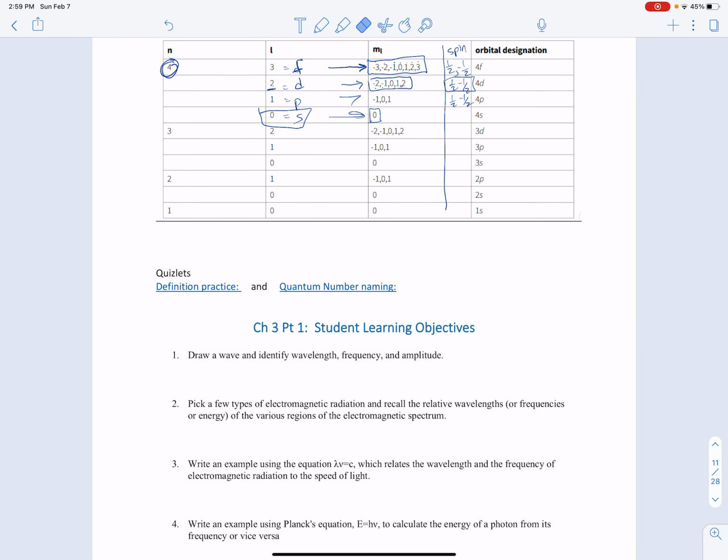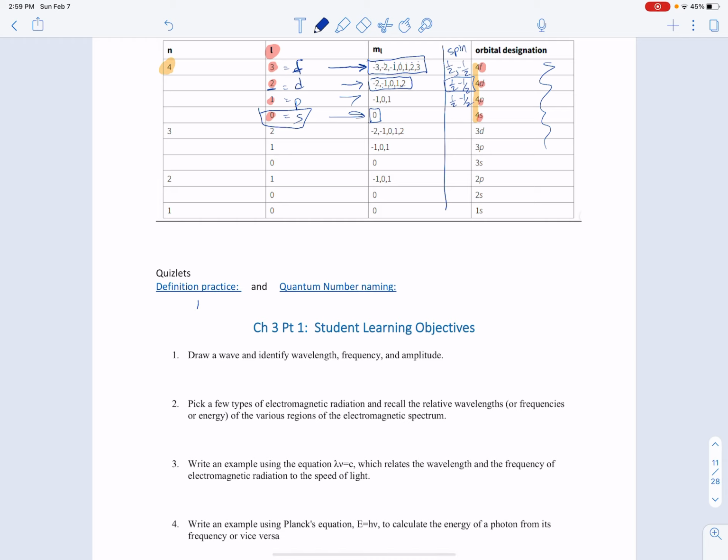And this is how we use our orbitals. We say 4. So all of these are 4. And then a lot of times we'll just take the L and the N to help us. So it could be 4F, it could be 4D, it could be 4P, or it could be 4S. We are going to be placing electrons in these orbitals in the next section.